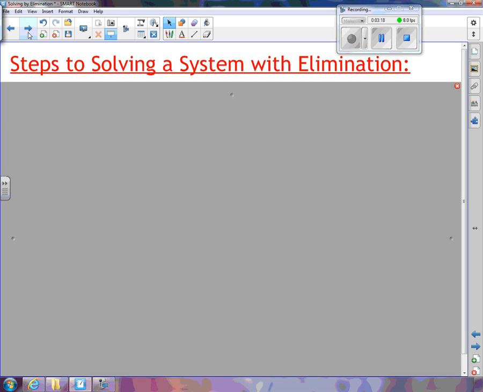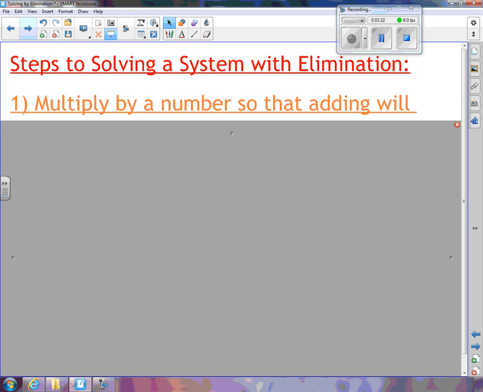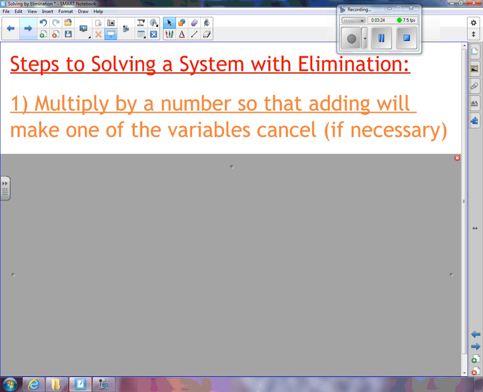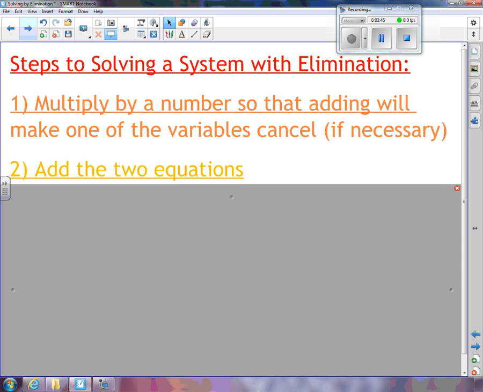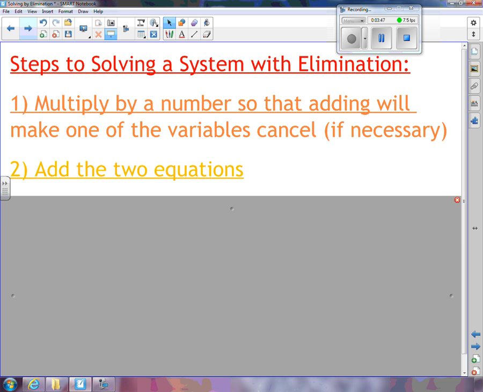Now let's just go through the steps for solving a system with elimination. The first step is to multiply by a number so that adding will make one of the variables cancel, if necessary. In the first example that we did, step 1 was not necessary. When we added the equations together, one of the variables canceled already. But sometimes it won't, and you have to multiply the equation by something in order to get that to happen. We'll talk about what that means in the next example.